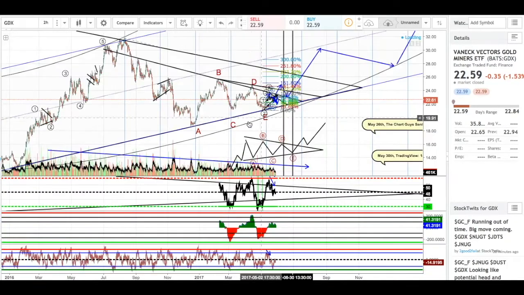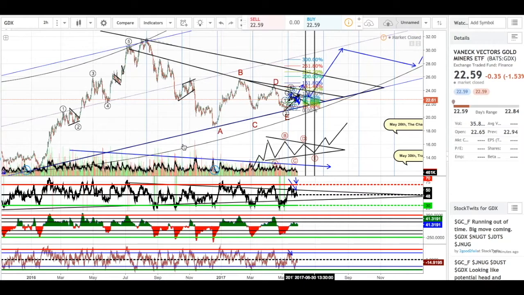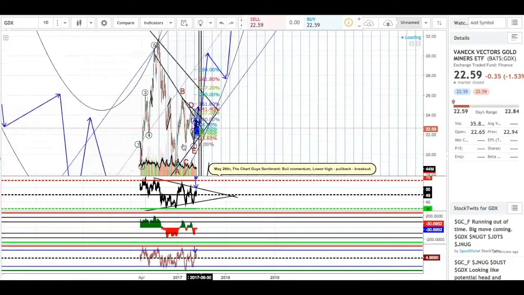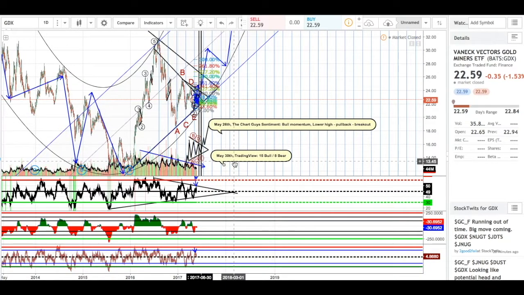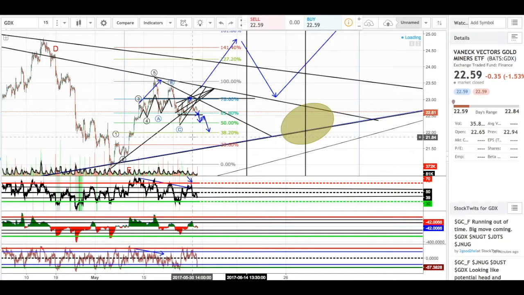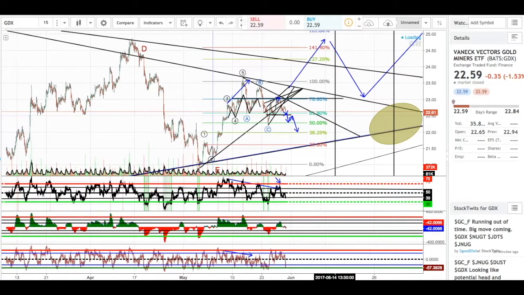Actually, let's go back real quick and just note that, all right, let's go all the way to the day. So on May 30th, TradingView had 15 bulls and 8 bears. And on May 26th, the chart guy's sentiment was bull momentum. We'll probably make a lower high, pull back, and then might break out. So taking that into account, let's see what we've got going on here.